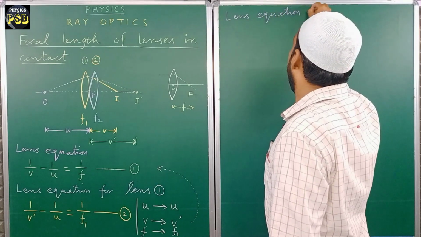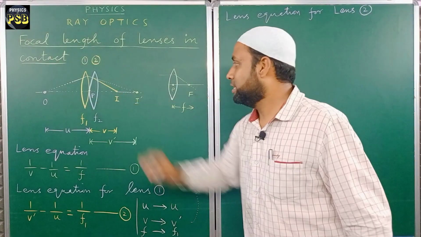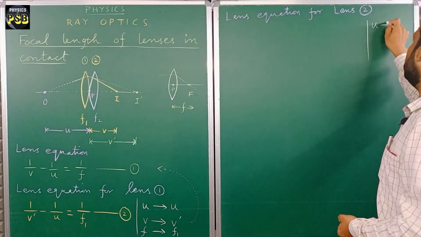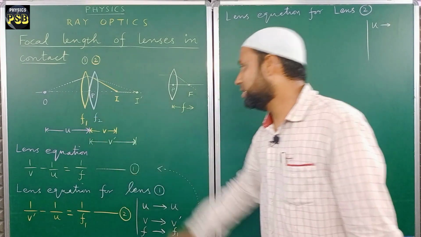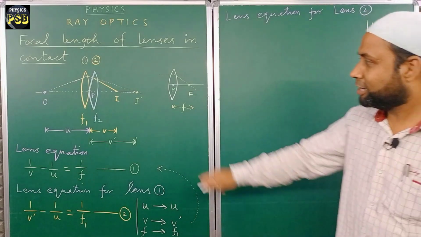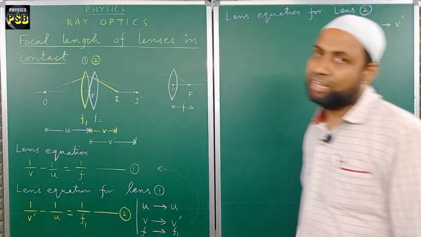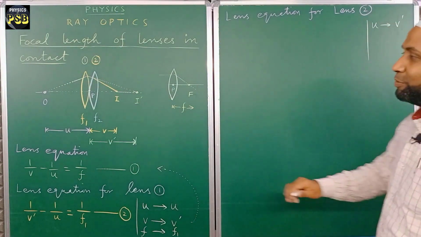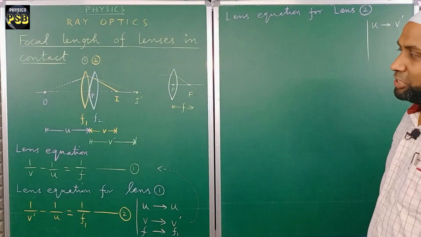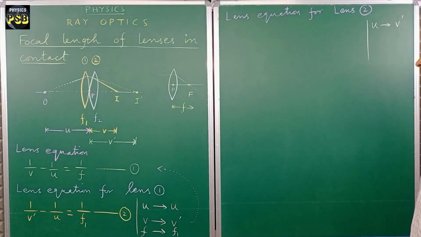Lens equation for lens 2, for the second lens. For the second lens, the object distance is nothing but V dash. I told you earlier here, I dash acts as a virtual object for the second lens. So the distance between the common pole and I dash is nothing but V dash. So it is kept as the object distance.